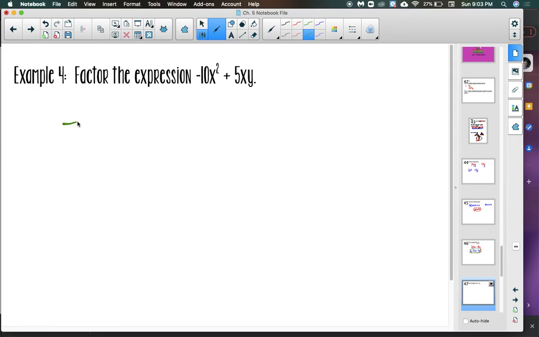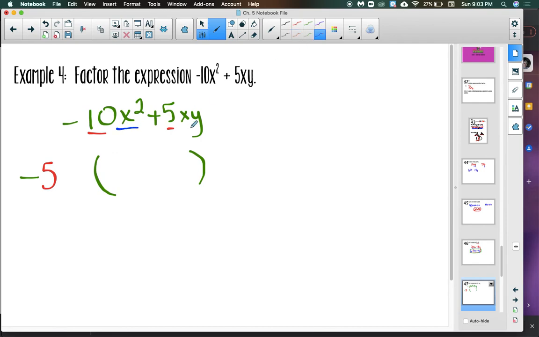Factor the expression negative 10x squared plus 5xy. So set up your parentheses, and we need to find the GCF of both of those terms. The first thing we have to realize is that this negative sign is really important. Since the first term is negative, our GCF is going to be negative. That's weird, I know, but that's just how it's done in math. Okay, so we're putting a negative sign out here. Next, we look at our coefficients. What's the GCF of 10 and 5? It's 5.